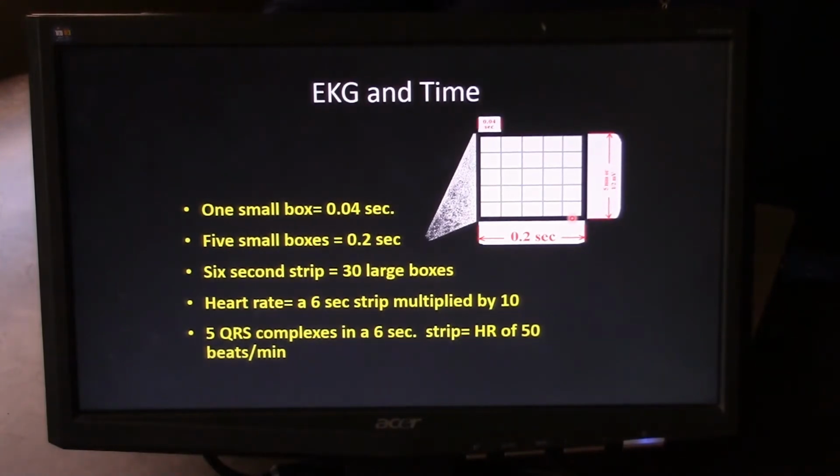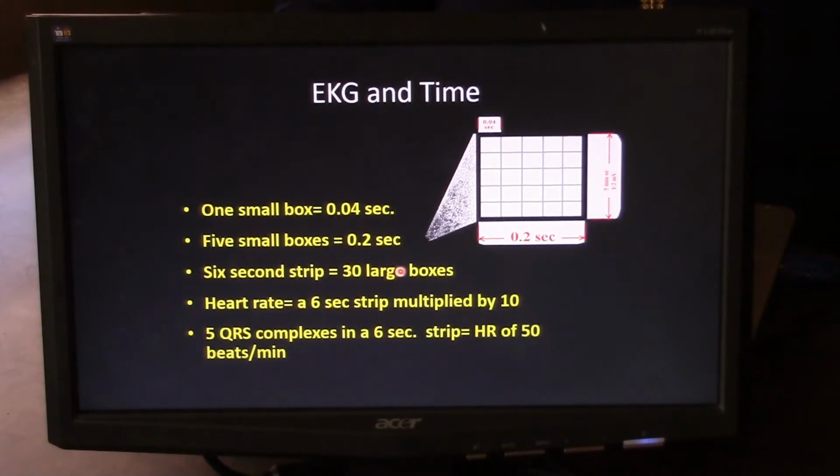When you look at the 6-second strip, that's going to equal 30 large boxes. And this is important because if a patient has a normal rhythm and you count the number of QRS complexes in 30 boxes or a 6-second strip and multiply that by 10, you will get the patient's heart rate.